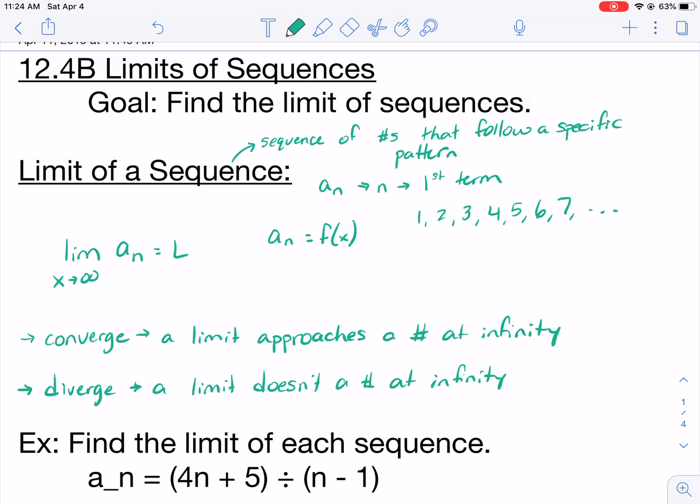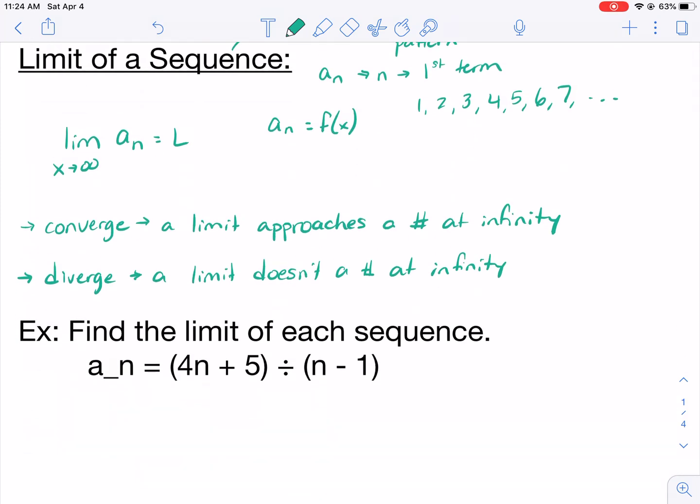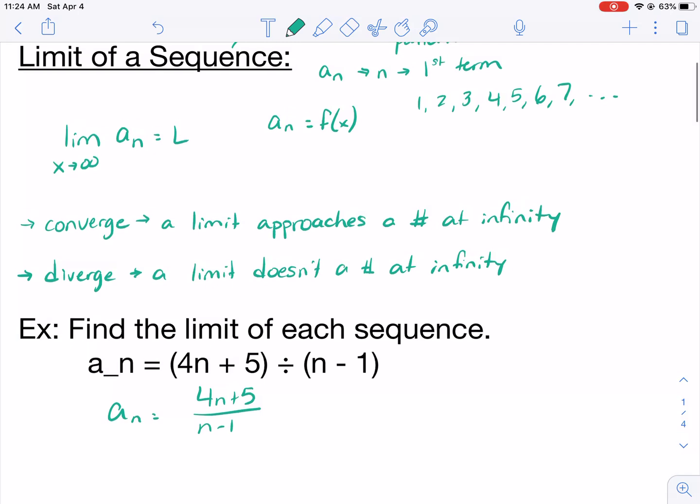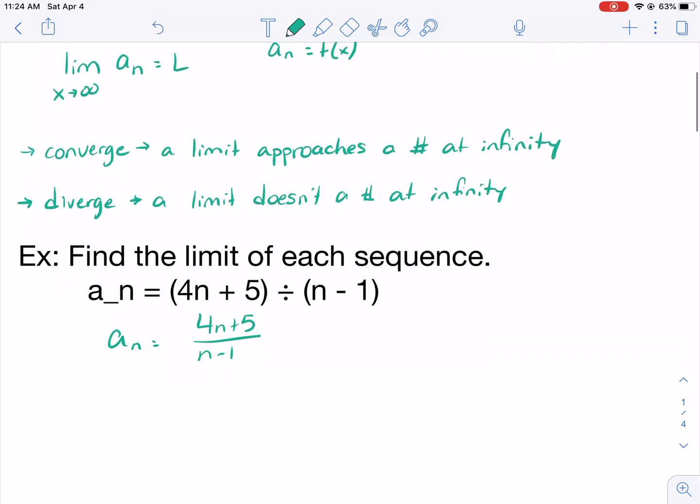But we're still going to use what we did yesterday to find limits of sequences. So this sequence, a sub n, is 4n plus 5 divided by n minus 1. I could find the first few terms of the sequence if I wanted to, but I can use the rules of rational functions from yesterday.